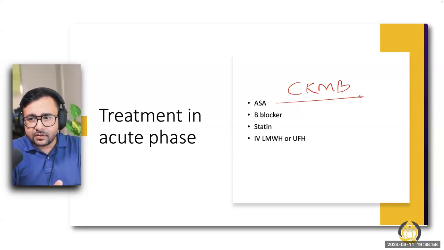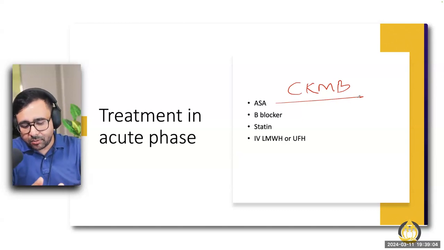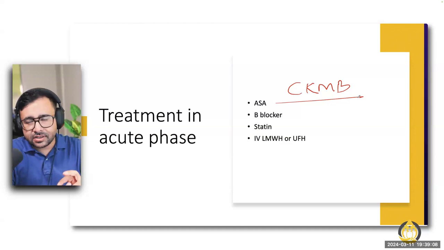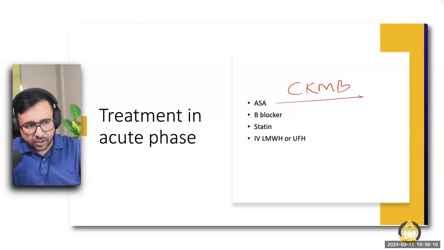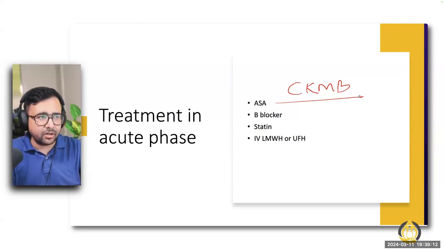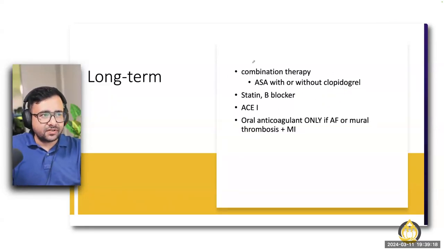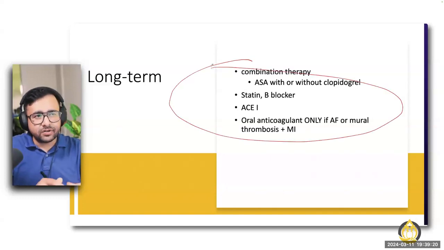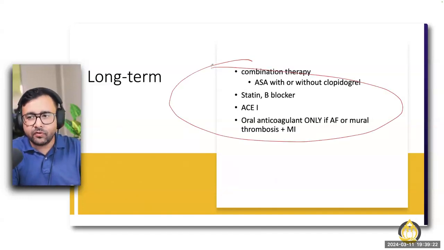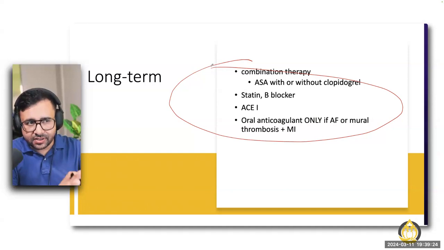Treatment in the acute phase, medications: you keep aspirin, you give another antiplatelet agent based on your hospital protocol. Then beta blocker, statins, and low molecular weight heparin or unfractionated heparin. This is usually the treatment in the acute phase. For you, the most important part is this. What does the patient get before they are discharged from the hospital? Because these are the ones that you'll have to optimize.